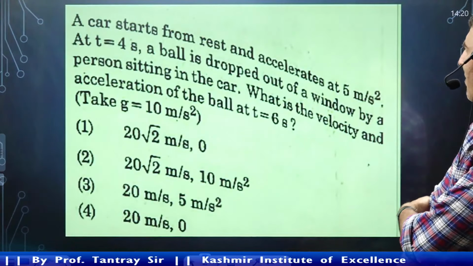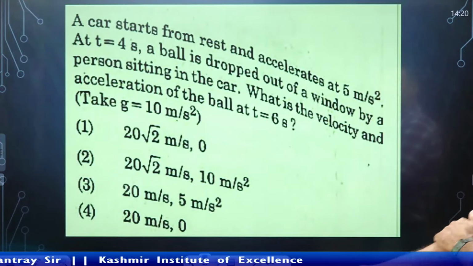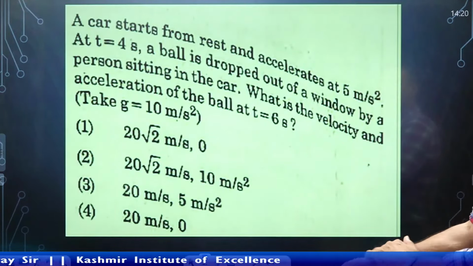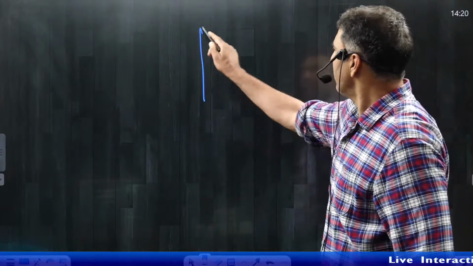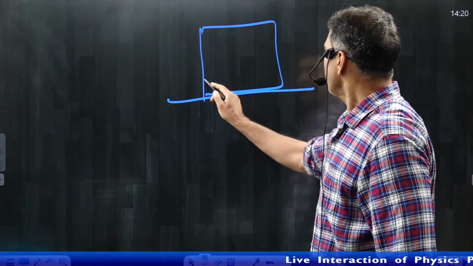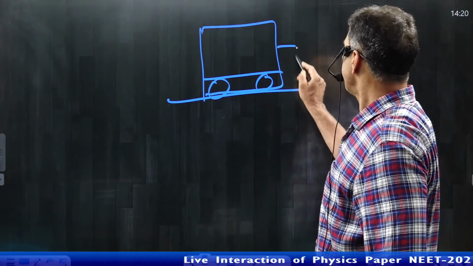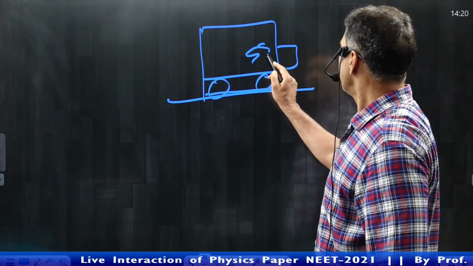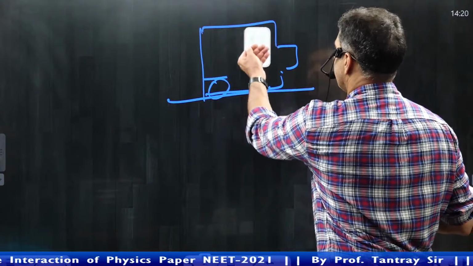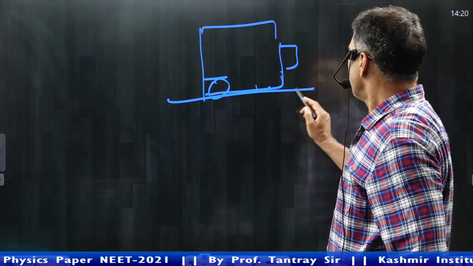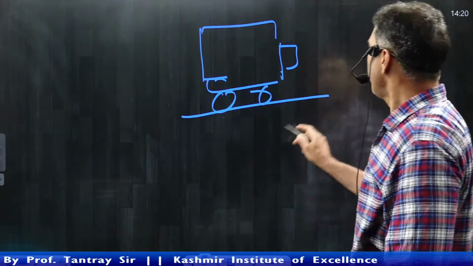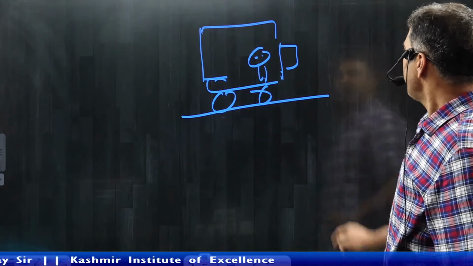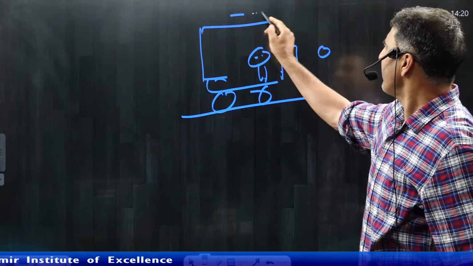Now a car starts from rest and accelerates at 5. At t equal to 0, a ball is dropped out of a window. The acceleration of the ball at t is equal to 6 seconds. Options: 4 seconds, 6 seconds, and 5. I remember this. Okay, have a look. It's a car here. And here is a person. He drops a ball. The car accelerates with 5.